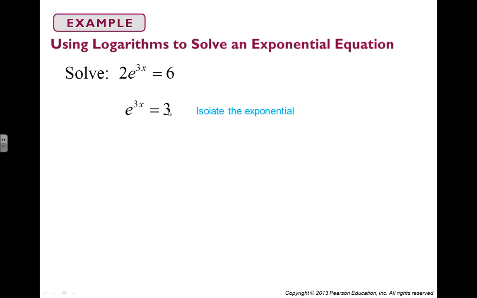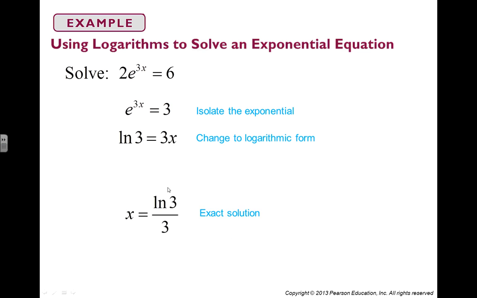Then I'm going to convert it. And in this case, because I have a base e, it's going to be natural log. So natural log of 3 equals 3 times x. I'm going to divide both sides by 3. Then I can put natural log into my calculator. But in order to get an exact solution, you just have to keep it in this form.